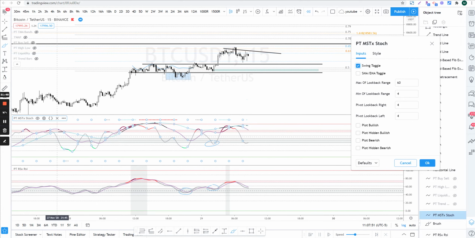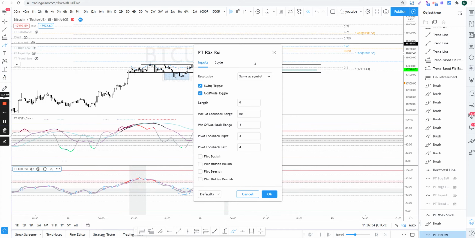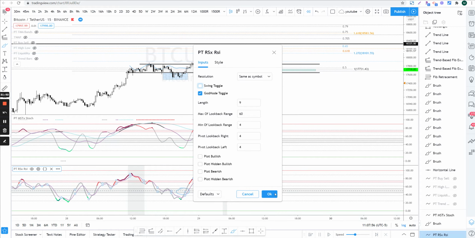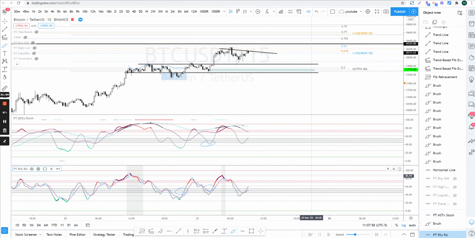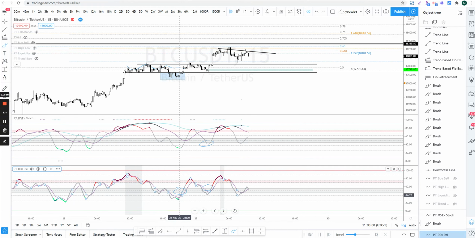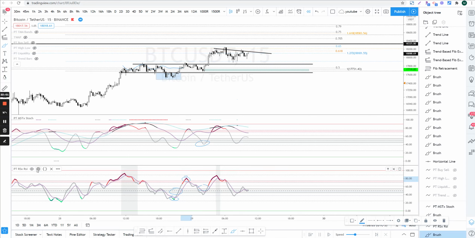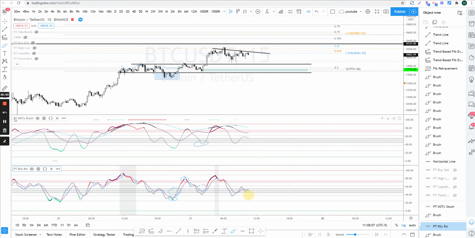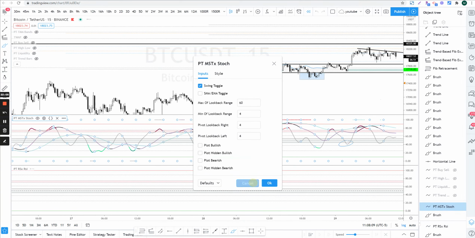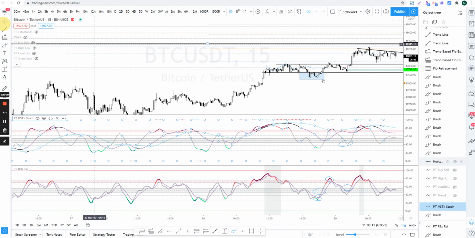And then you could take the RSX, and the best combo is a fast RSX with a slow stoke, because you're gonna catch the dark green algos, dark red algos. It's the best combo. RSX to be regular, and then the MSTX to be swing on your 15-minute. You're gonna kill it. You're gonna make a lot of money off it.